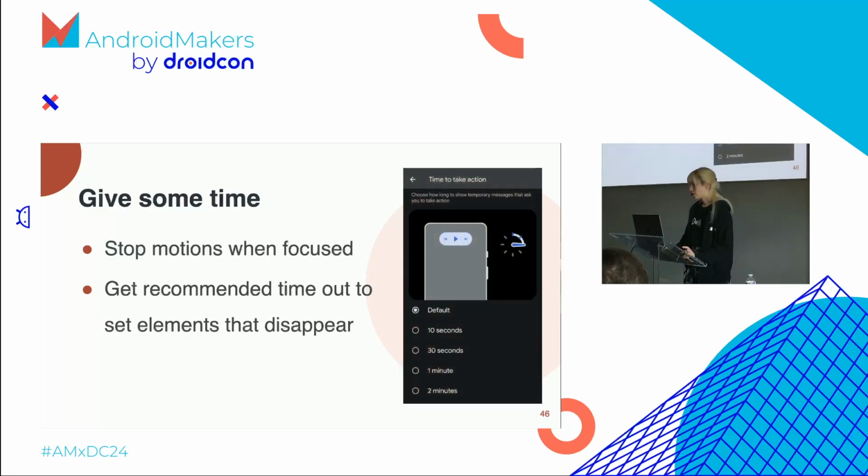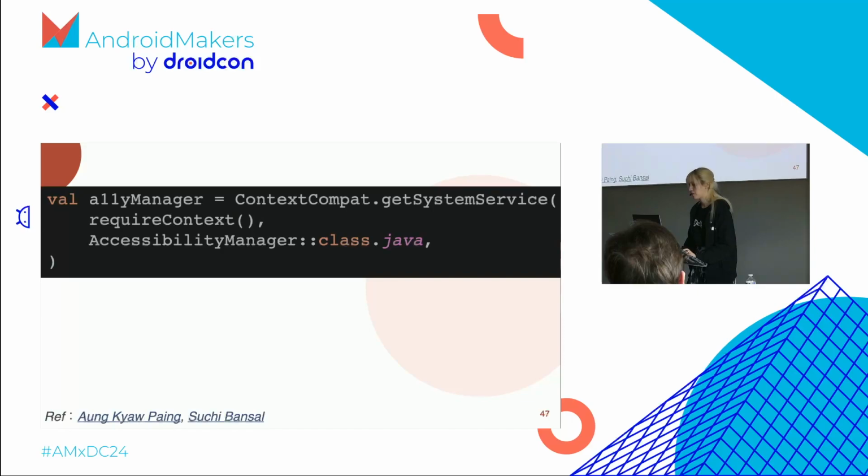So thankfully, they can actually set up a custom time to take action in the accessibility settings of their phones. And in fact, Android components like Snackbar already take account of that setting. But if you have a custom view that disappears after some time, then you will need to implement the logic by yourself. And you can do that by accessing that value through the Accessibility Manager service.